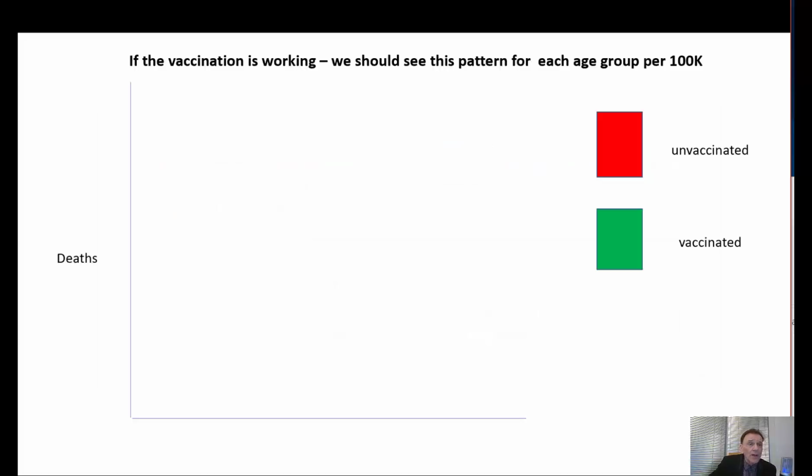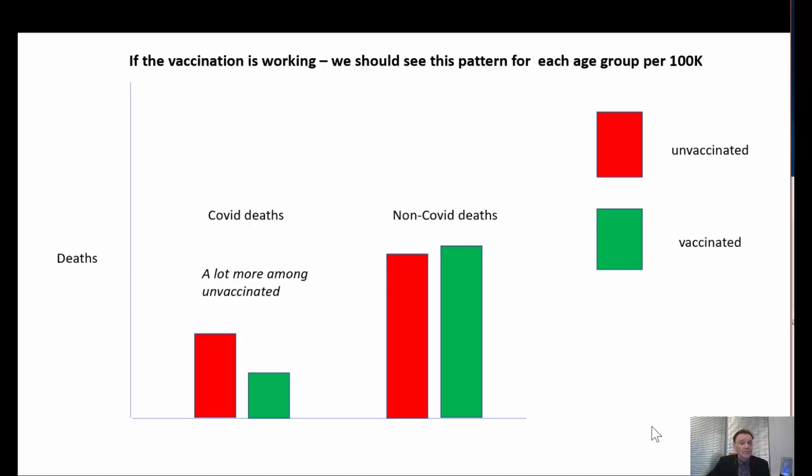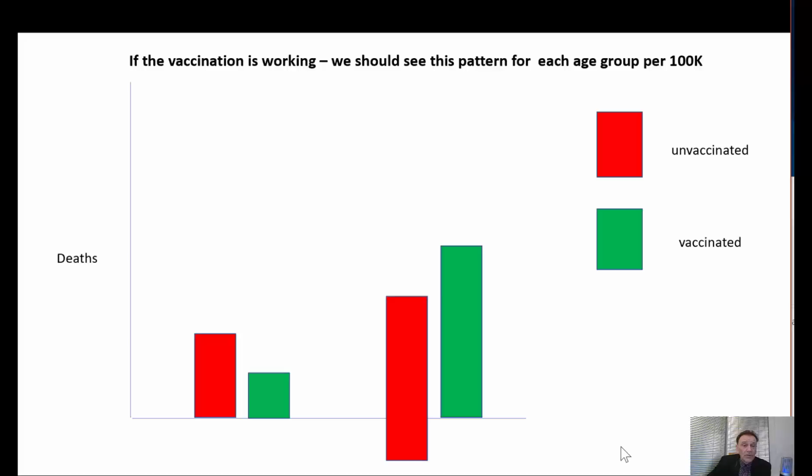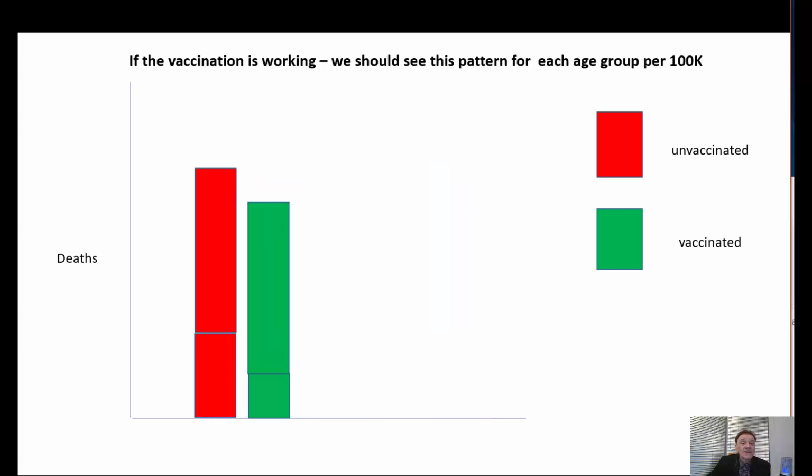So to clarify why this is so, if the vaccination is working, we should see this kind of pattern for each age group. So we'd expect to see a lot more COVID deaths among the unvaccinated. This is all assuming that COVID is as deadly as most people assume. And if the vaccine is as safe as most people assume, then we'd expect to see only a small number of additional deaths through adverse reactions among the vaccinated. So when you add up all the deaths, the unvaccinated deaths and the vaccinated deaths, we should expect to see the number of all-cause mortalities amongst the unvaccinated to be higher than those among the vaccinated.